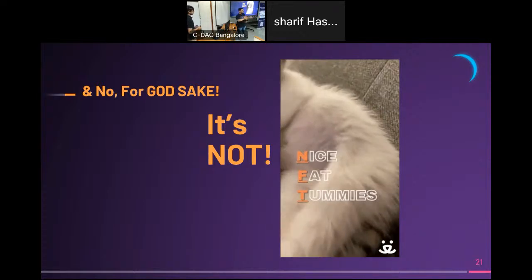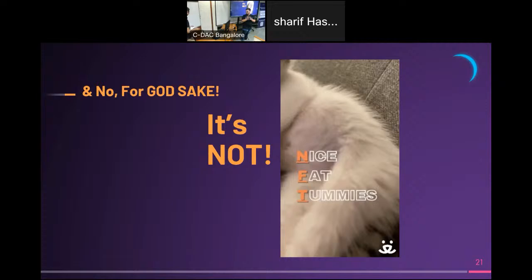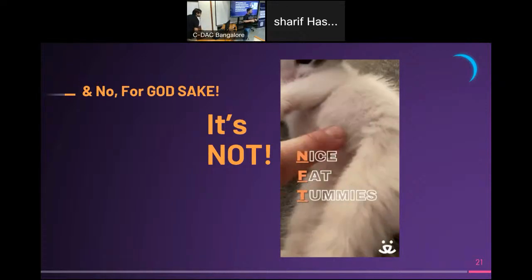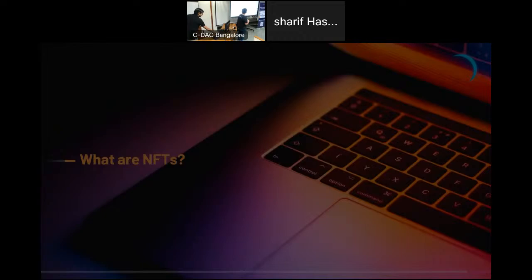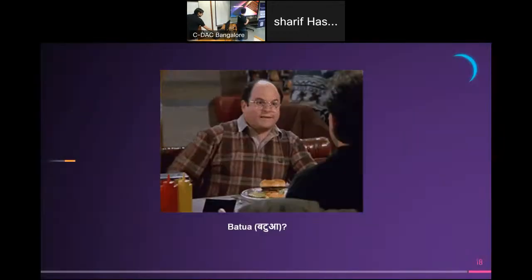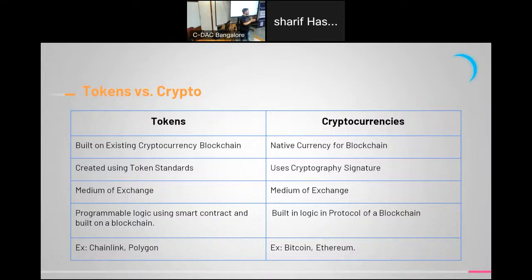Okay, what are NFTs? So it's not nice factories. Okay, next slide, please. It's essentially non-fungible tokens. So before understanding NFTs, let's understand the difference between tokens and what I've been talking about till now, cryptocurrencies. Okay, let's go back a few slides. So let's understand what are cryptocurrencies and what are tokens.